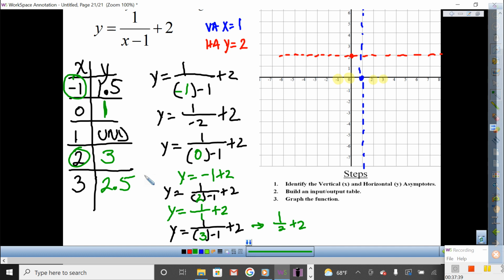Yes? All right. So with that said, let's plot that. Let's see. Negative 1, 1.5. Negative 1, 1.5. 0, 1. Hold on. And then you graph this side. Then we got 2, 3, and 3, 2.5. And that side.